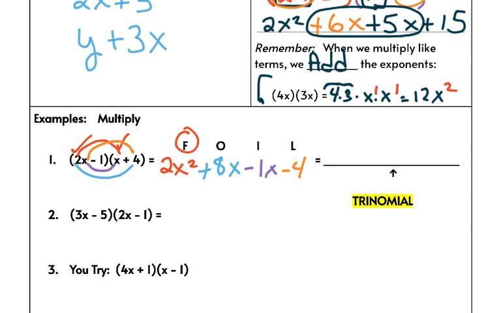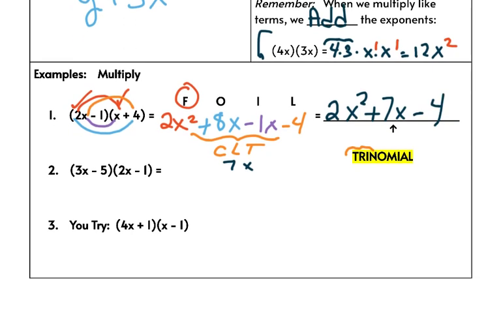Our answer is going to be what's called a trinomial. So when you do these in Delta Math, it's going to say write your answer as a trinomial. Tri meaning 3, which means these like terms, I'm going to combine them. 8x's minus 1x gives me 7x's. So let's rewrite our answer as a trinomial. We'll have 2x squared from our firsts, 7x from combining our outside and our inside, and then -4 with our lasts.